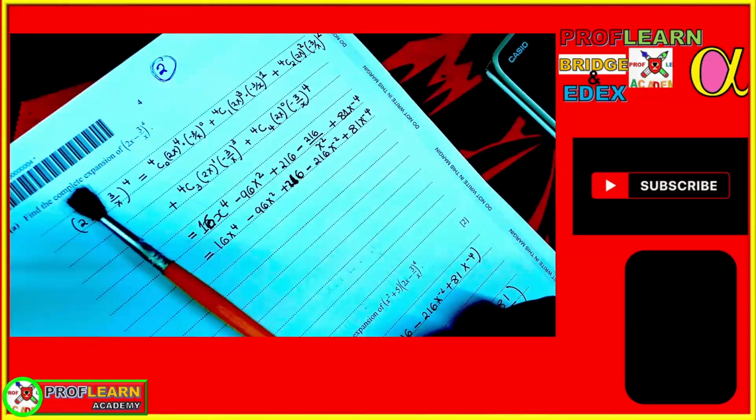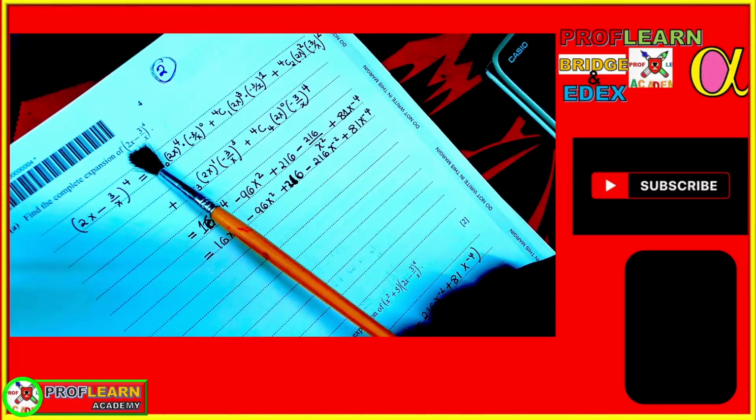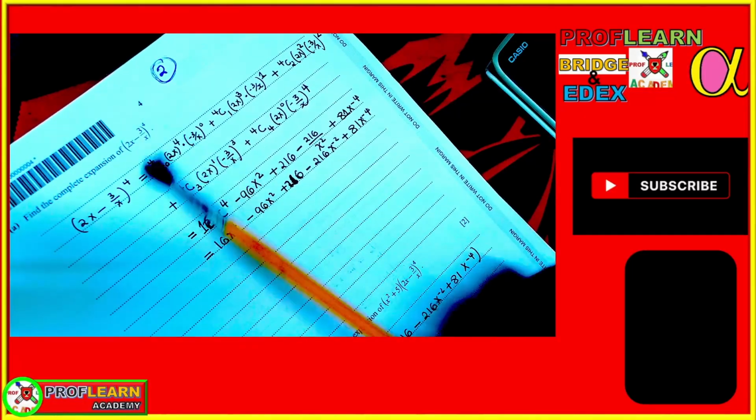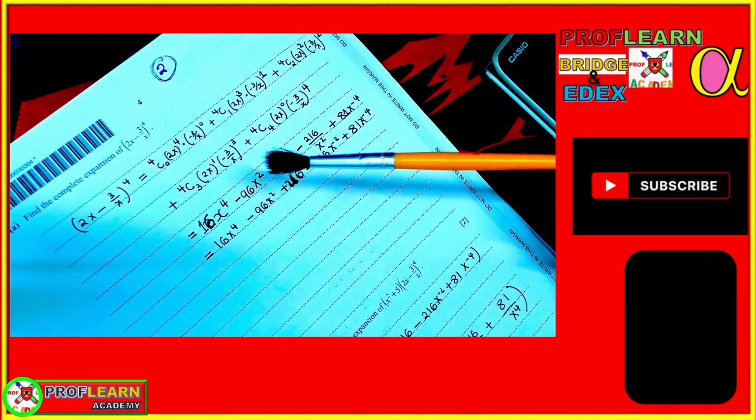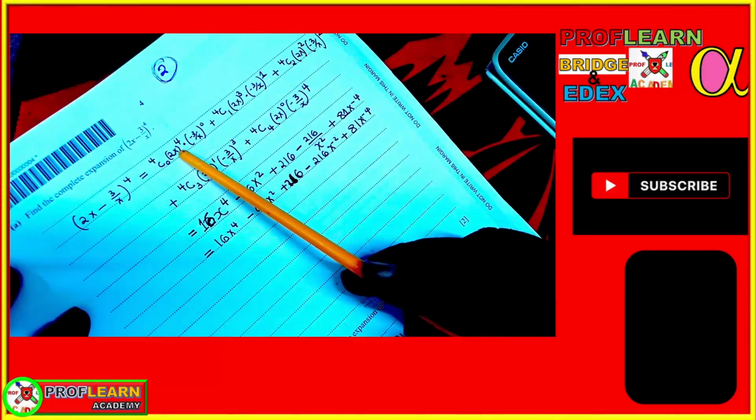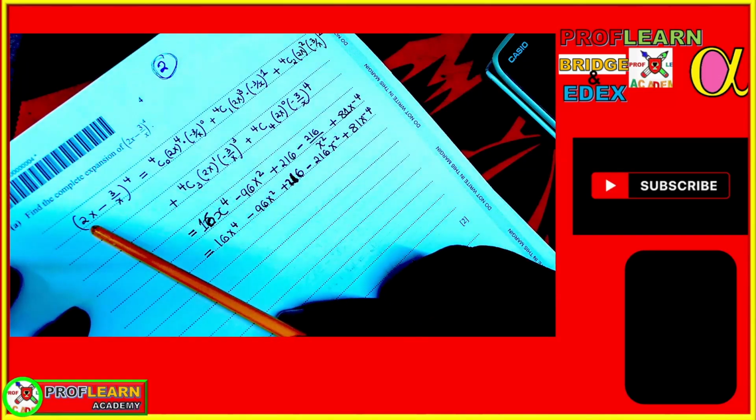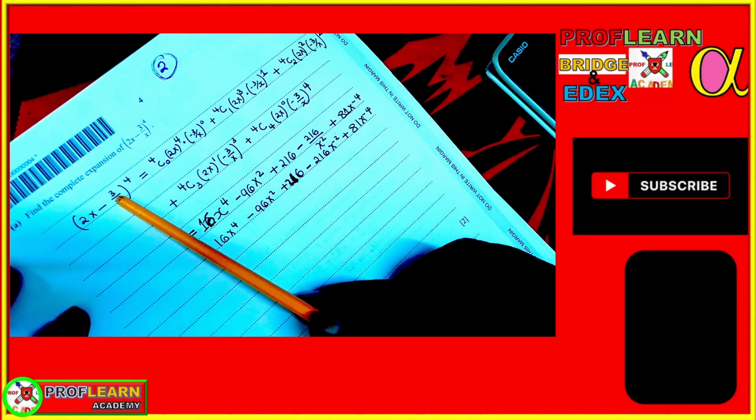Find the expansion of this. We are given (2x minus 3/x) raised to power 4. For you to expand that, you take the first term and raise it to power 4. The power of the first term will be decreasing as the power of the second term increases.